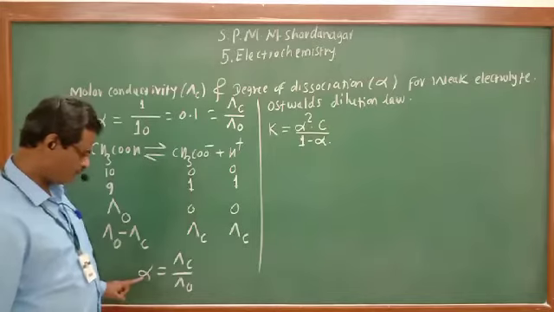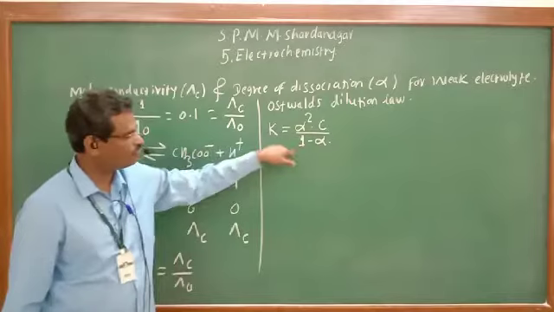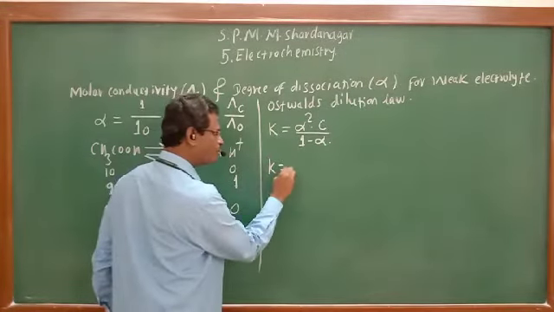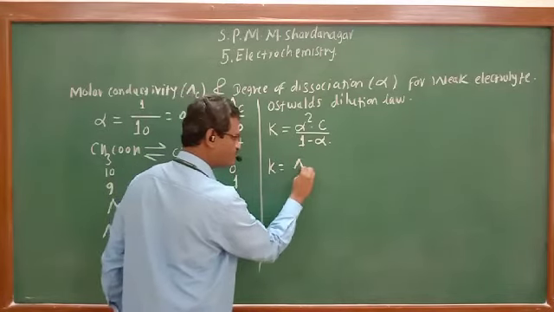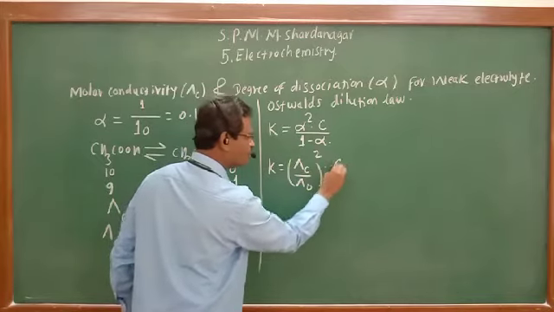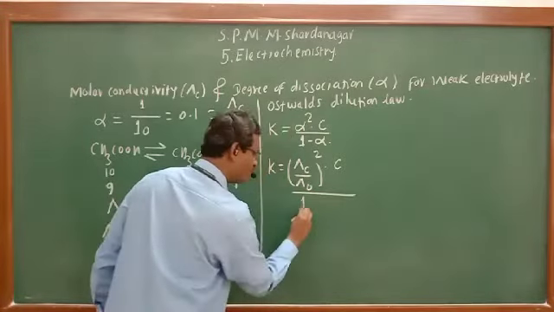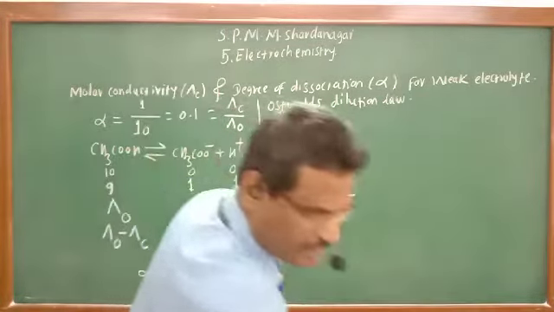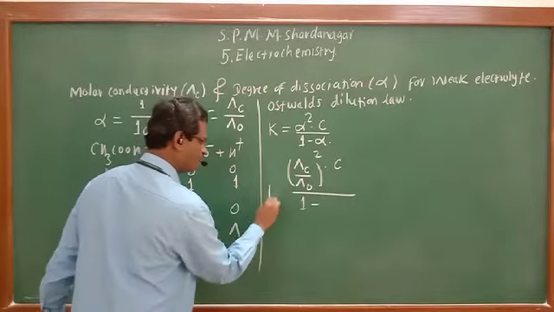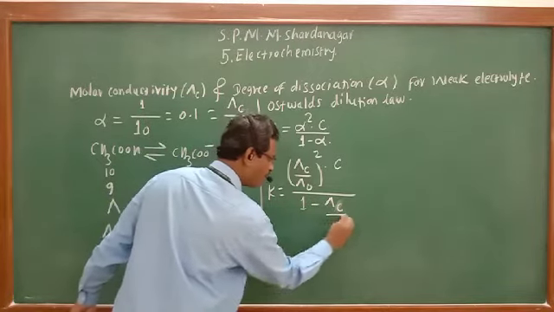What is the equation for alpha? Lambda c upon lambda 0. If we substitute over here, let us see what happens. So K will be equal to alpha square. Alpha square means lambda c upon lambda 0 whole square into C divided by 1 minus alpha. In that 1 minus alpha, alpha is again written as lambda c upon lambda 0.